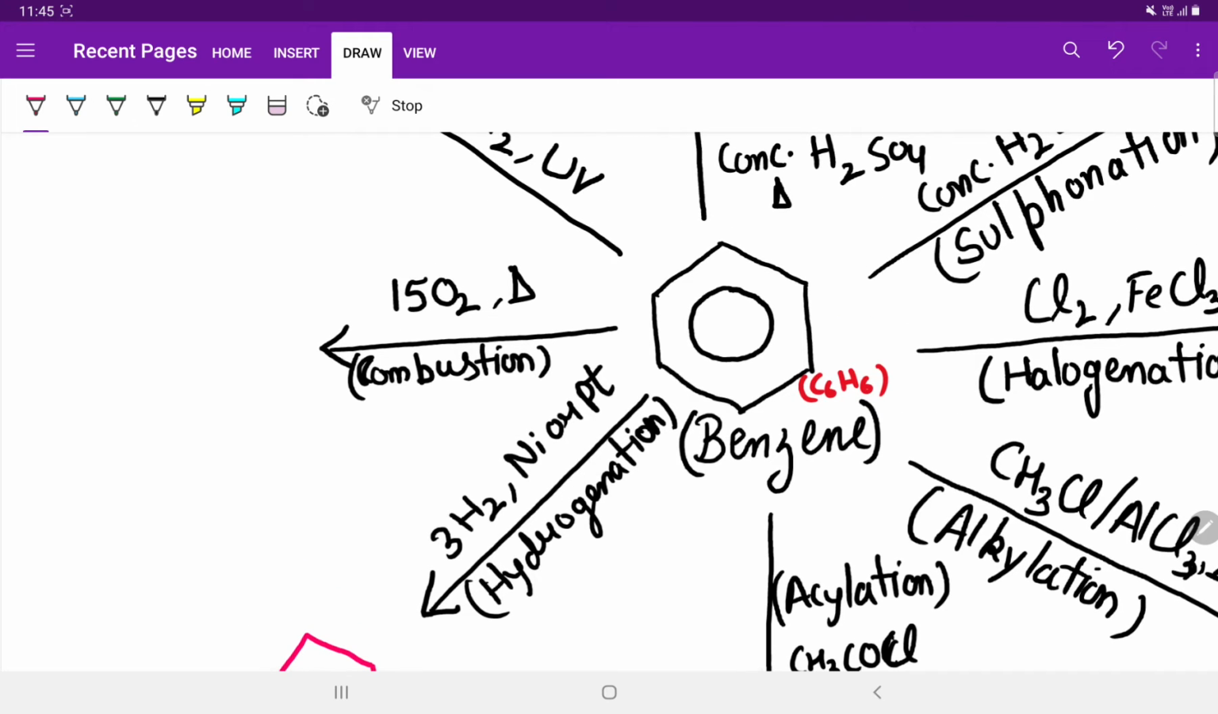Now the next property is the combustion reaction. In the combustion reaction, you can see when benzene is heated in presence of oxygen, this leads to formation of carbon dioxide and water. I am writing over here the balanced equation of this. 12 molecules of carbon dioxide are formed along with 6 molecules of water. So this is the end product of combustion. You can see over here, this is the end product of combustion.